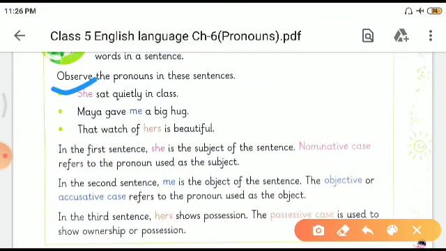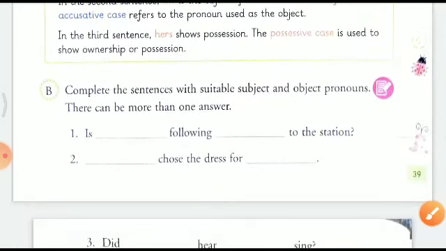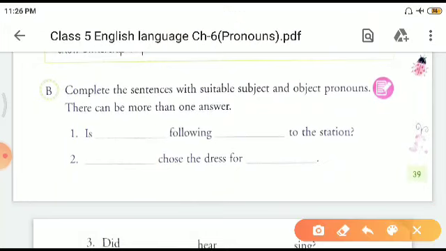In the third sentence, her shows possession. So the possessive case is used to show possession. So there are three cases: nominative, objective, and possessive. Now complete the sentences with suitable subject and object pronouns. There can be more than one answer. So let us see the answers here.